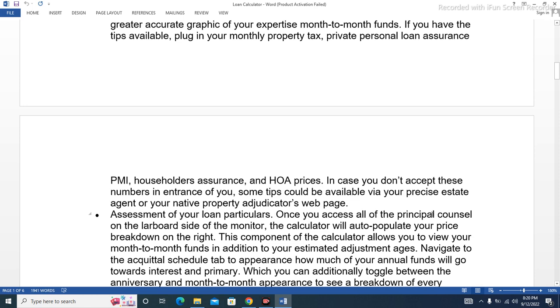Review your loan details. Once you enter all of the principal information on the left side of the screen, the calculator will auto populate your price breakdown on the right. This component of the calculator allows you to view your monthly payments as well as your estimated payoff date.